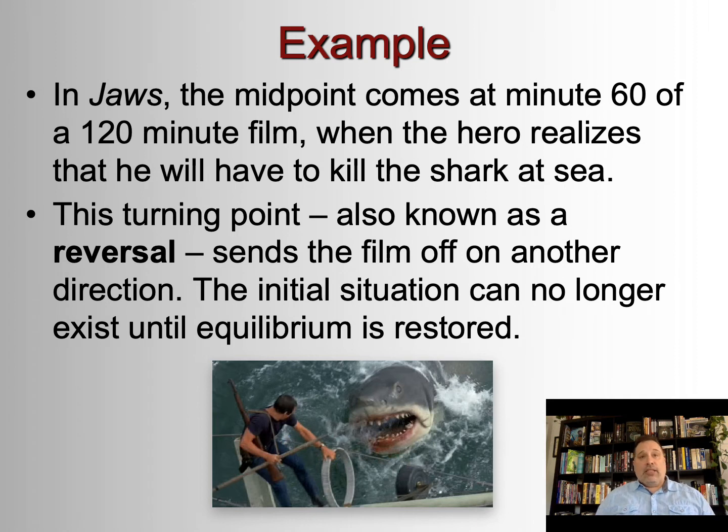So for the first 60 minutes of Jaws, we have our inciting incident, right? Our initial incident when the shark attacks, and that gives our protagonist a goal to stop the shark attacks, to kill the shark, right? He tries a bunch of different things up until minute 60, and there's another big attack, and he realizes it's not going to work, right? He's going to have to try something different. And so that's when he charters a boat and he goes out and tries to kill the shark at sea.